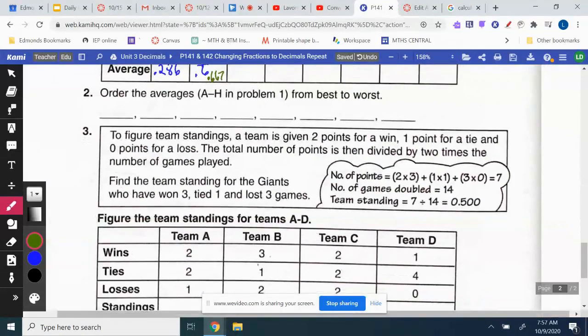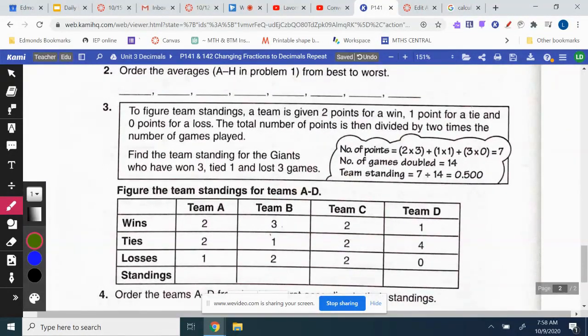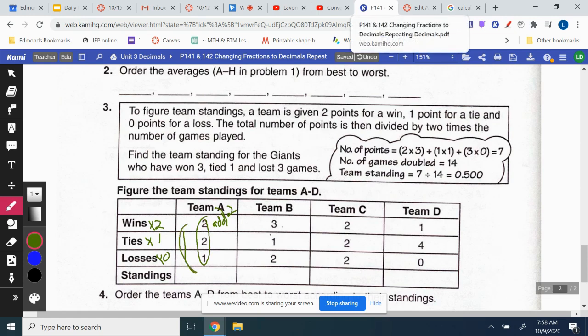Number 3 is difficult, not going to lie. They give us a bunch of information, so let's read it. To figure out team standings, a team is given 2 points for a win. So every time they win, we're going to multiply by 2. Every time they have a tie, we're going to multiply by 1. And then we're going to go to 0. This tells us how many games total. So we're going to add, and then multiply by 2. So these go in the parentheses. So let's figure all this out.